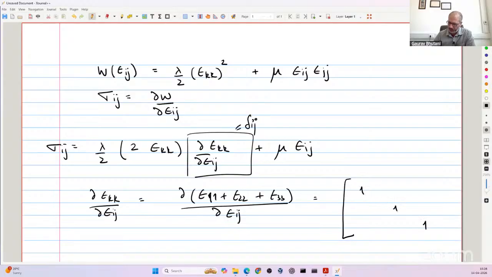Similarly, the three diagonal components are 1, and the partial derivative of this sum of the three diagonal components with respect to any non-diagonal component is 0. So this becomes a 0. In the initial notation, this simply becomes delta ij, which is what we had in the relation for sigma. Okay.